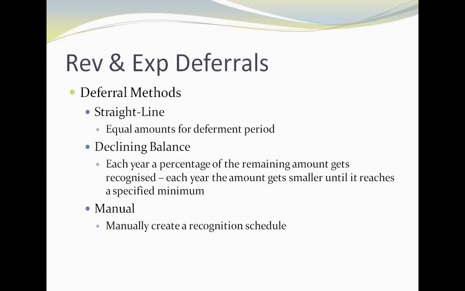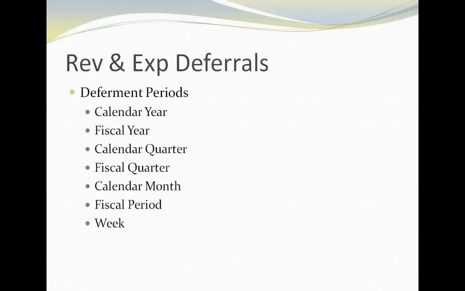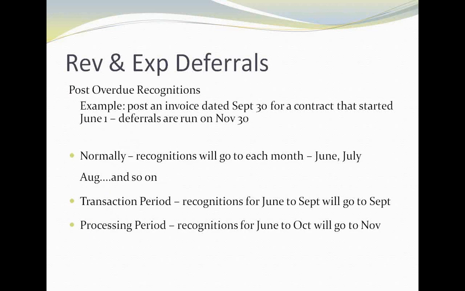There are multiple deferral methods that are available in this product. You can do straight line deferrals, where of course it would be an equal amount for each period throughout the deferment period. You can do declining balance type transactions, where it would be a percentage of the remaining amount gets recognized over time. Or you can create manual recognition schedules. So an example of that would be where perhaps you would like to have skip months in the middle of your schedule. There's multiple periods that are available with revenue and expense deferrals. You can do calendar or fiscal year, calendar or fiscal quarter, monthly, by fiscal period, weekly, and even daily.